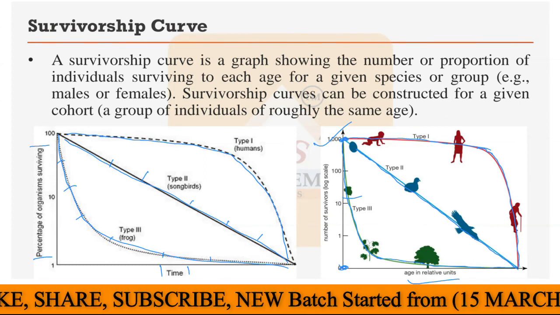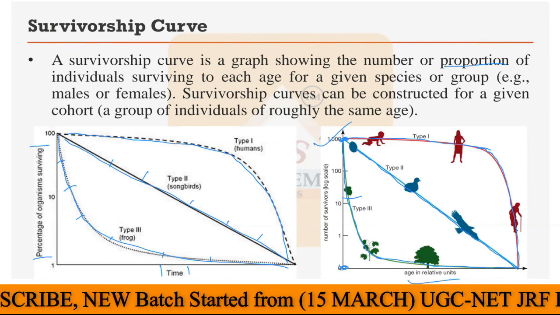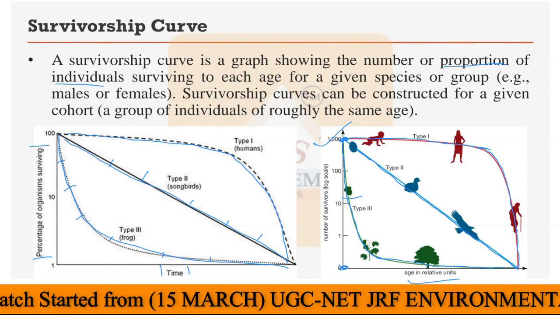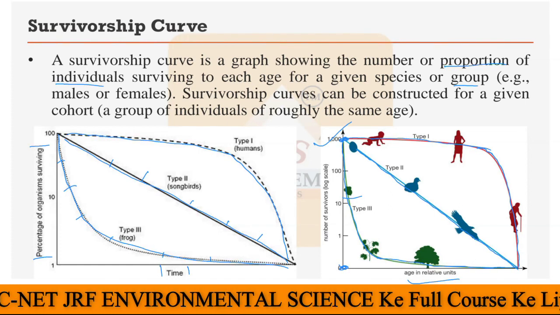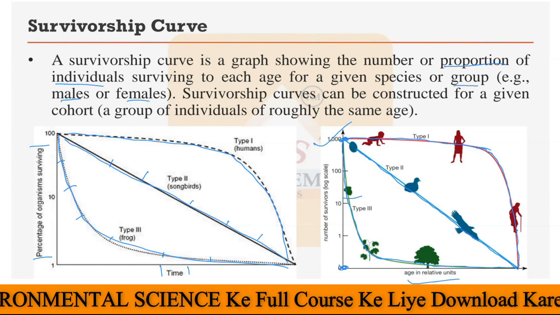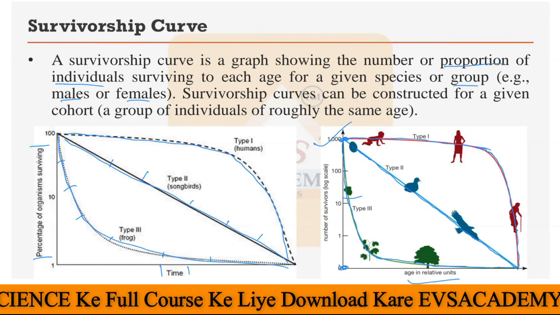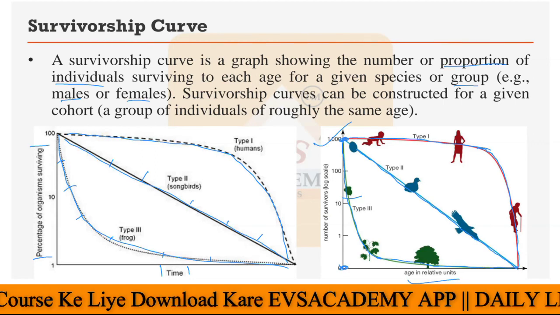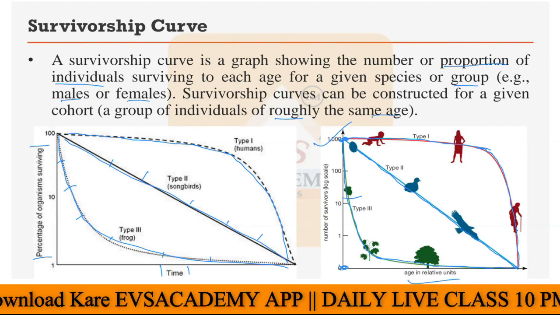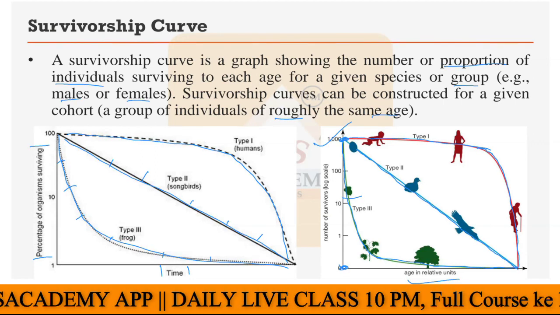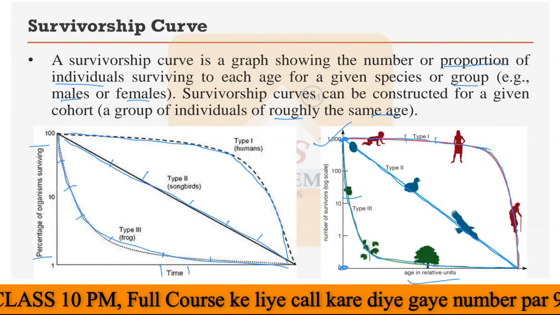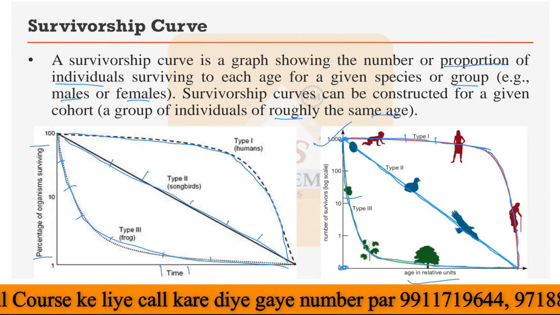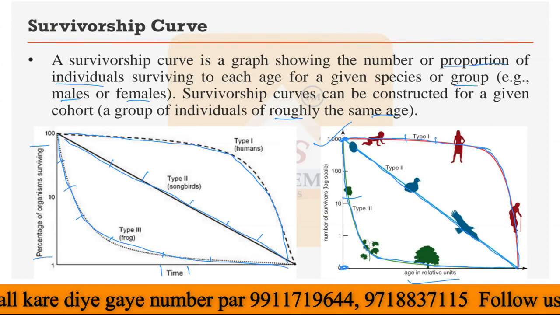So a survivorship curve is a graph showing the number or proportion of individuals surviving to each age for a given species or group, for example, males or females. Survivorship curves can be constructed for a given cohort, a group of individuals of roughly the same age. Because the individuals present in this range have the same age group, that is what it is saying in the last line. This is what a survivorship curve is.